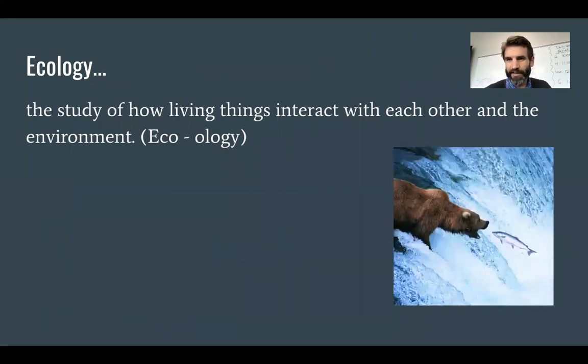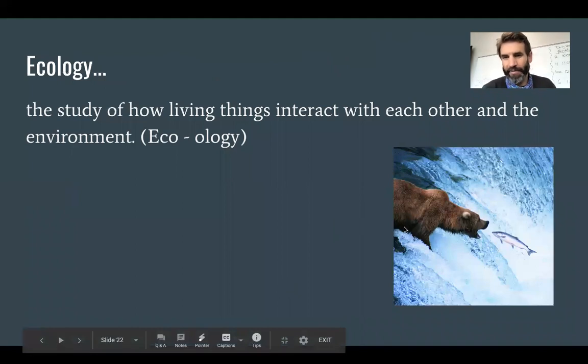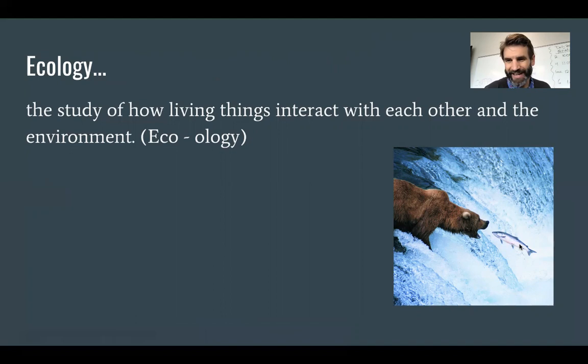We see two living things here, each of which are interacting with the environment. The bear wading through the river here, and this fish making its way upstream, both interacting with the environment. And it looks, based on this picture, that they're going to be interacting with each other relatively soon.